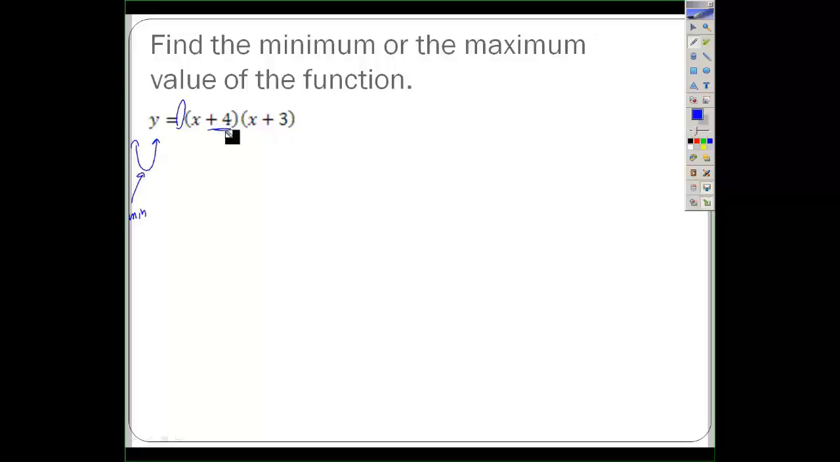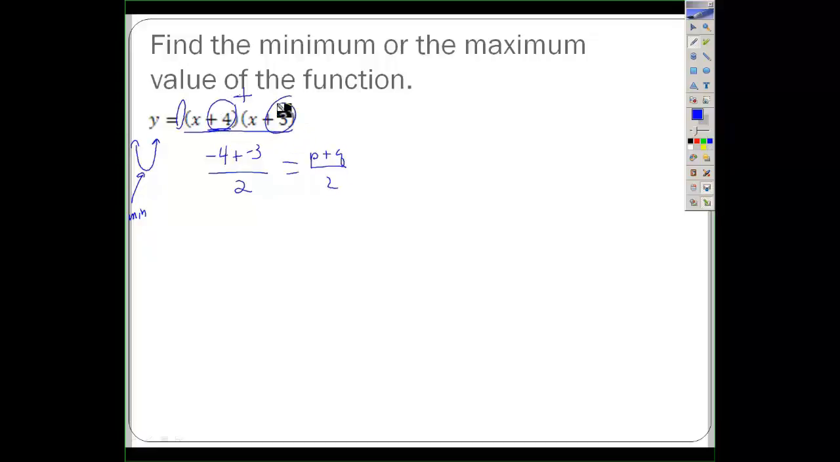If we visualize this, that means I have a point at -4 and a point at -3. So somewhere halfway in between there has to be my vertex. So what I'm going to do is say (-4 plus -3) divided by 2. And what this really is, since this is vertex form, is (p + q) / 2. We did this a little earlier. -7 divided by 2. That's the x-coordinate of my vertex.